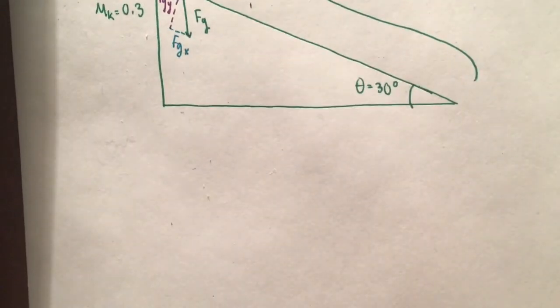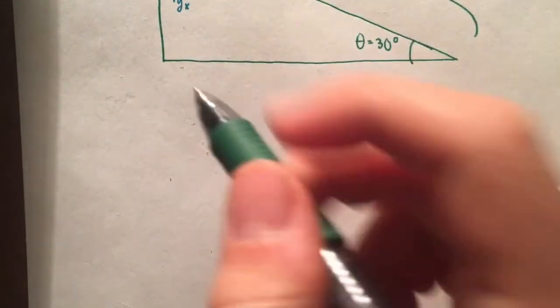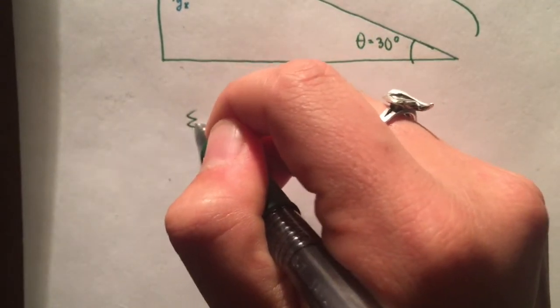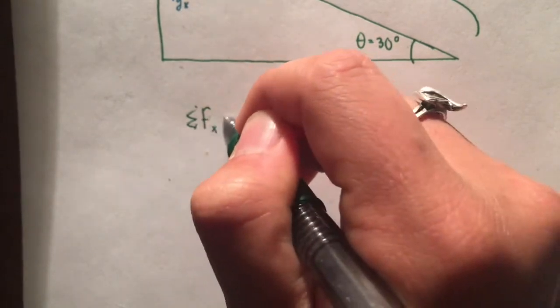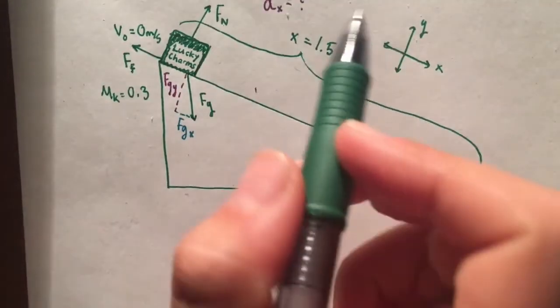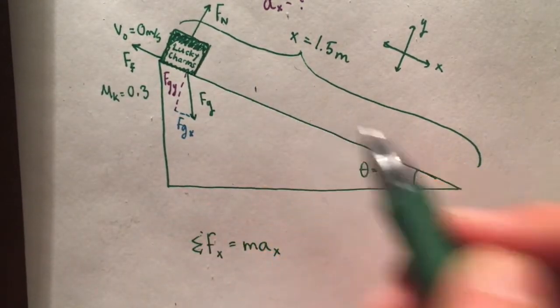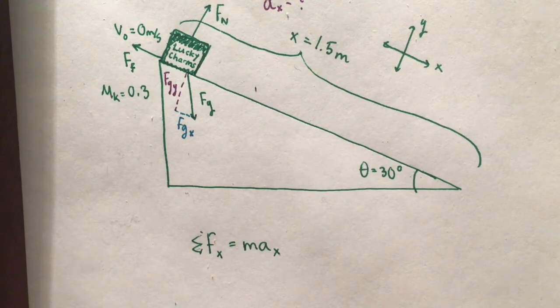So Newton's second law, we are talking about the acceleration in the x direction. So I'm going to write Newton's second law as the net force in the x direction equals the mass times the acceleration in the x direction. Remember, this direction here, the direction that the block is accelerating, is our positive x-axis.